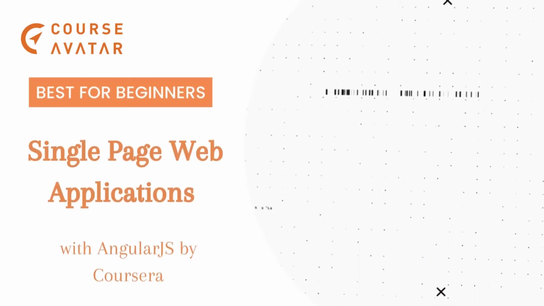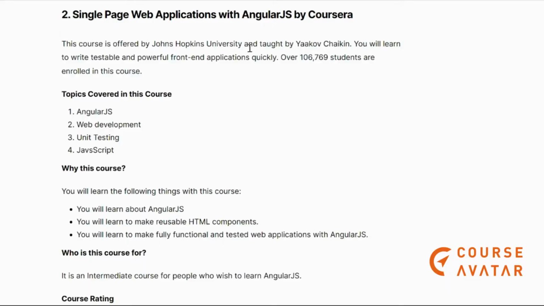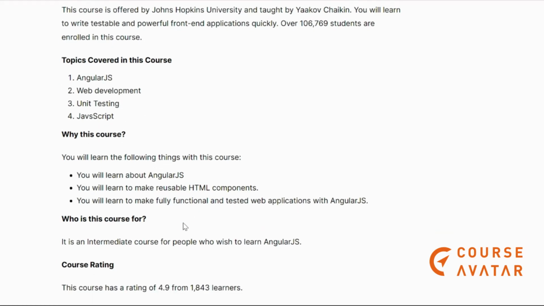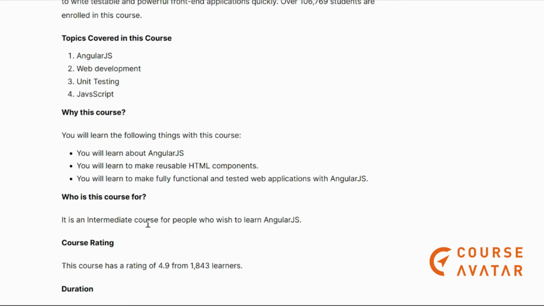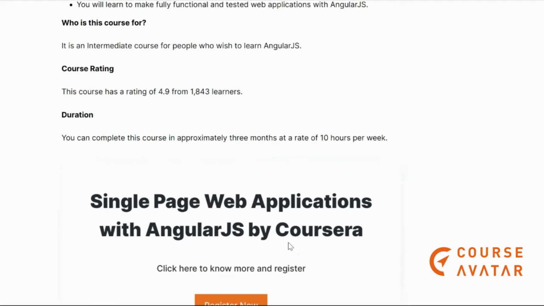Now, our second course is Single Page Web Applications with AngularJS. This course is provided by Coursera and offered by Johns Hopkins University. In this course, you cover AngularJS, web development, unit testing, and JavaScript, and learn everything about AngularJS. You will learn to make use of reusable HTML components and make fully functional and tested web applications with AngularJS. This course is especially for intermediates who know Angular but wish to learn AngularJS. If you want to learn AngularJS, go and check out the link given below in the description.